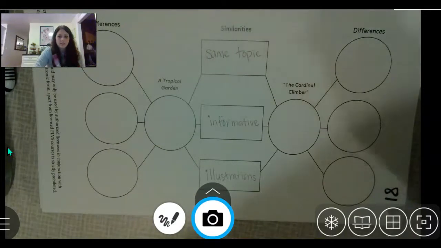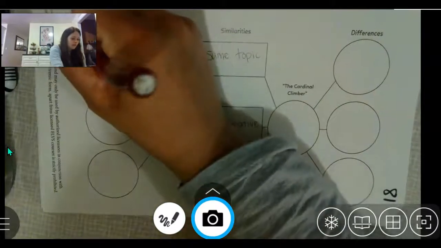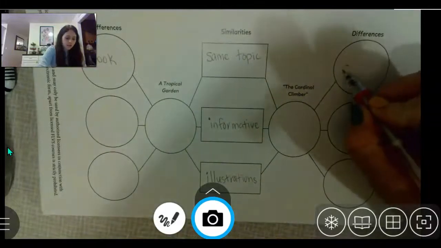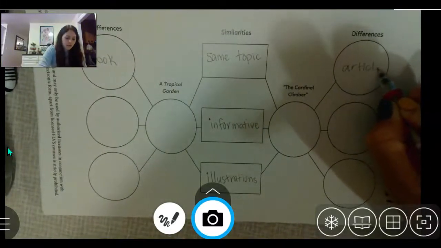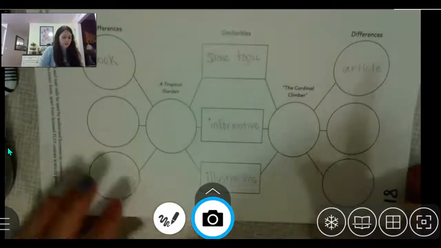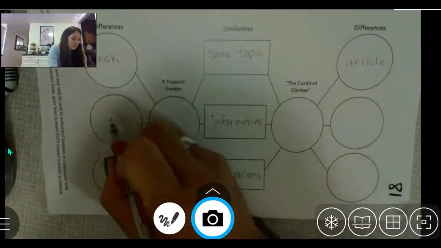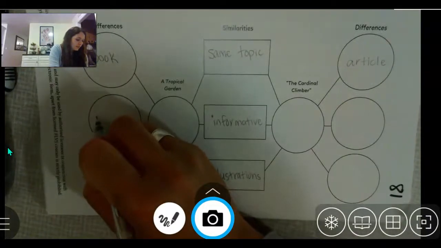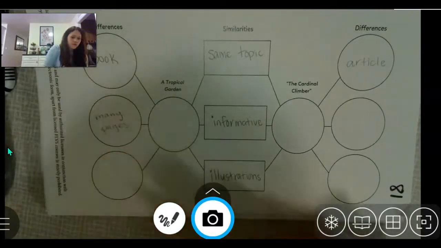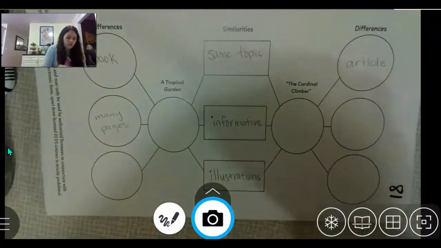Okay, let's look at their differences. So if we look at our book, The Tropical Garden, that is one way that it makes it different from The Cardinal Climber, which is an article. So we're going to fill in both those circles. One difference, book, the other is an article. Now, this relates to that. This one is many pages. And this one, the article, is just one page.